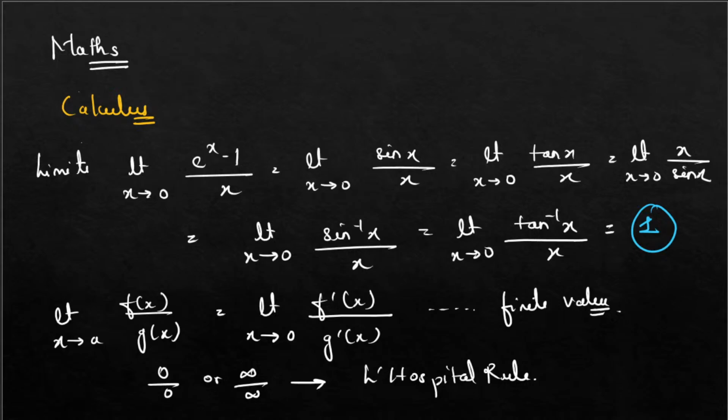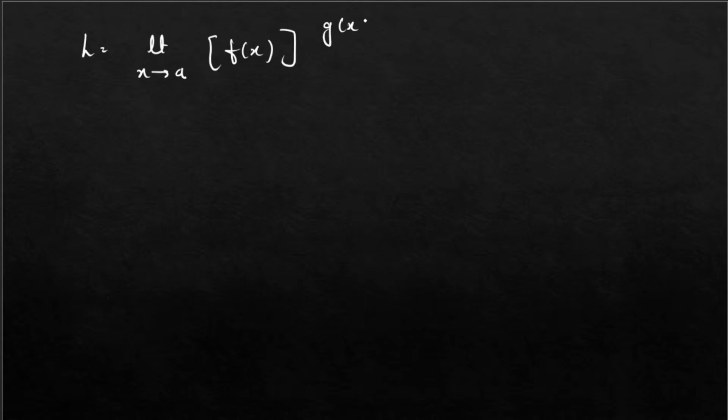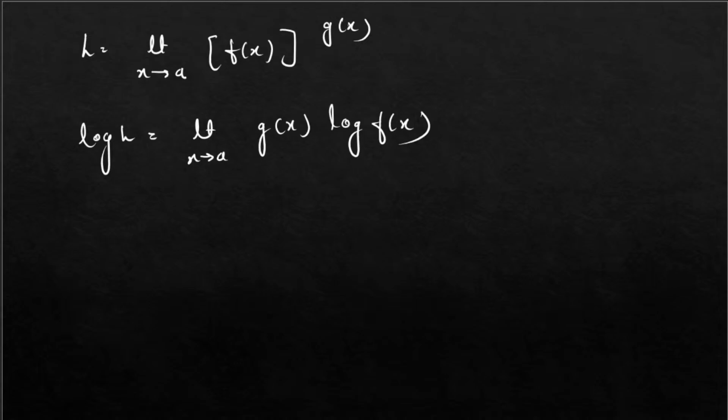Let's see the next now. So L equals limit x tends to a of f of x to the power g of x. Now if we take log on both sides, it will be log L equals limit x tends to a of g of x times log f of x.